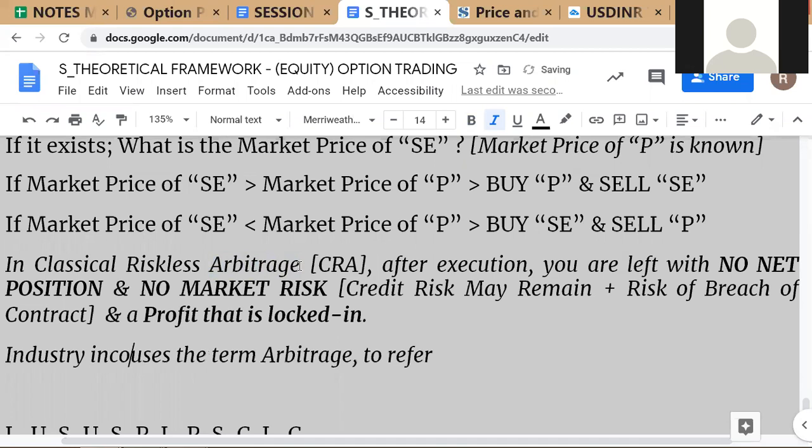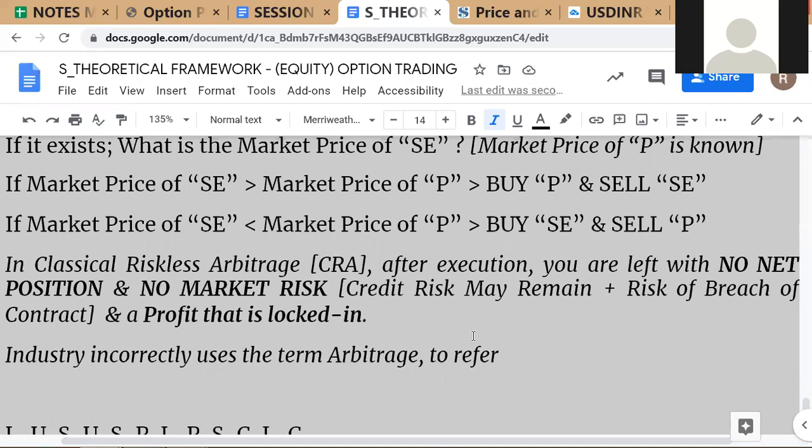Incorrectly uses the term arbitrage, because people in industry are not that careful conceptually about what terms they are using, and what the implications of that kind of language are for people's conceptual understanding of the theory. So people are not that particular, and therefore they use a lot of terms loosely.